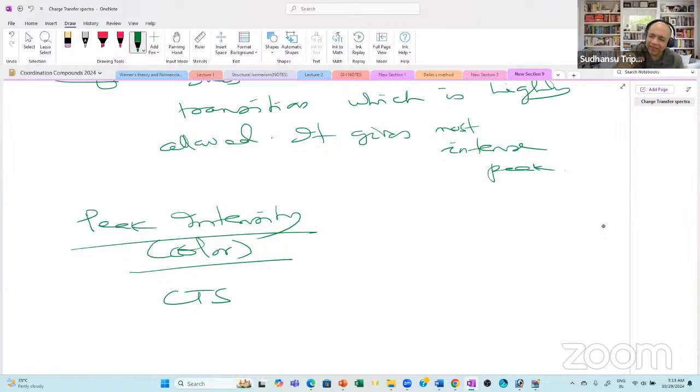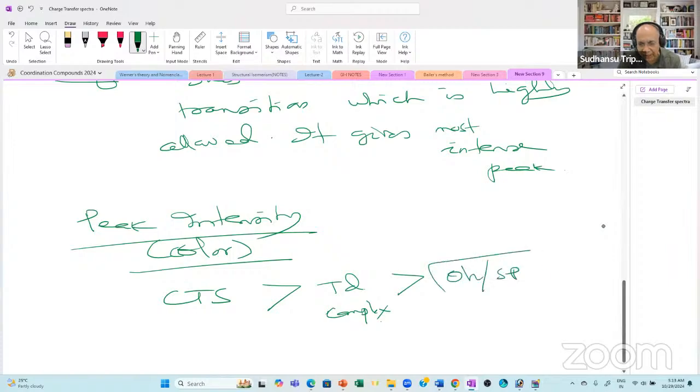We may bend the interpretation in a manner that will benefit us. So CTS spectra is most intense, followed by TD, tetrahedral complex, followed by OH and SP. They belong to one category.